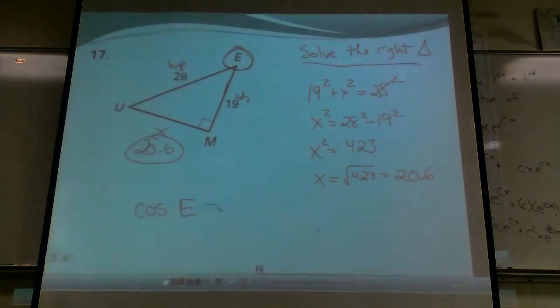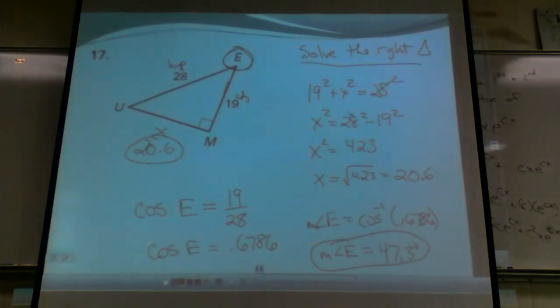So I do cosine of B, 19 over 28. What's 19 divided by 28? Another long number there. 0.6786. Okay? And then if you've got a calculator, you would do the inverse of that. So, inverse cosine 0.6786. You would get 47.3. Yeah, you would get that. If you were doing this with the chart, I'd probably assume you'd get 47.5.